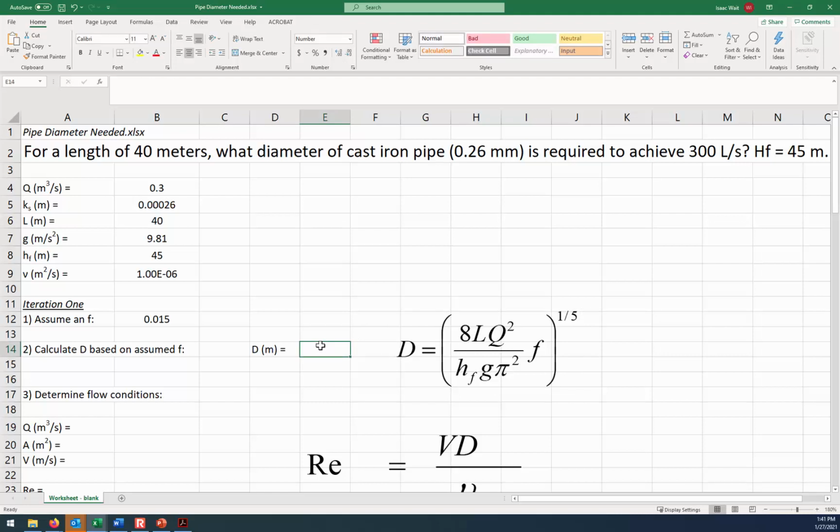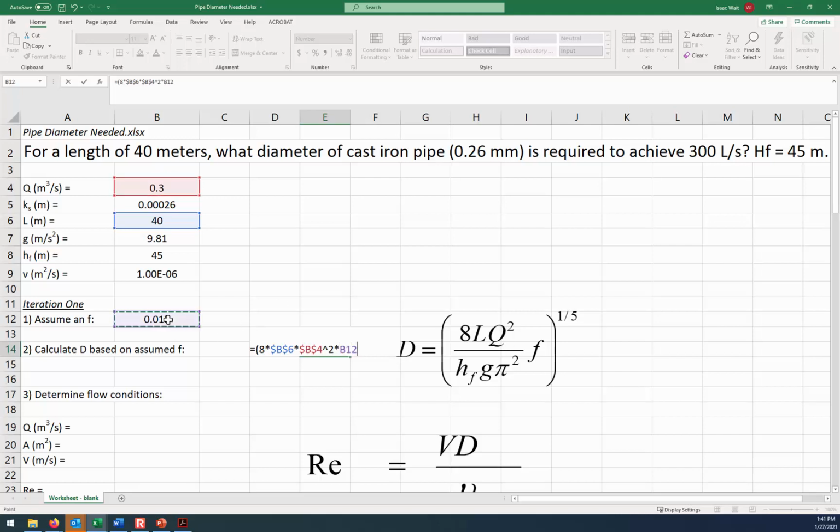Okay, so now with the guess value of F, then we've rearranged the Darcy-Weisbach equation to solve for D. Okay, so it is 8 times L, and I'm going to anchor the reference there, times Q squared. So there's Q, anchor that reference and square it, times F. This, I'm not going to anchor the reference because I'm going to be able to copy and paste everything, and I want the reference to the F value to be relative rather than absolute. So I'm not anchoring the reference to that F. Okay. Now divided by H sub F, that is anchored. I'll put the parentheses around the denominator.